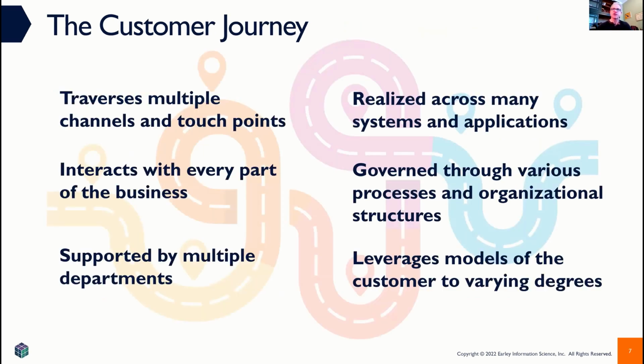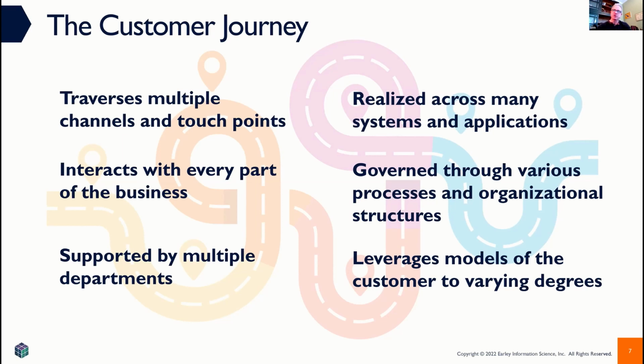When you look at this customer journey, it does cut across channels and different touch points, and lots of different applications and systems that support that. Every part of the business is an instrumental piece in the customer journey, even if they're not directly interacting with the customer; they're supporting something that supports the customer. Because it has that enterprise scope, we manage and govern this in lots of different ways, with lots of different structures, organizational processes, and so on. And as I mentioned, the journey is supported by multiple departments. In many cases, we have different models of the customer.